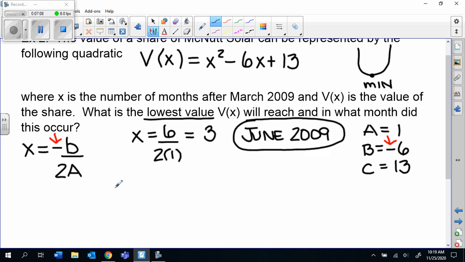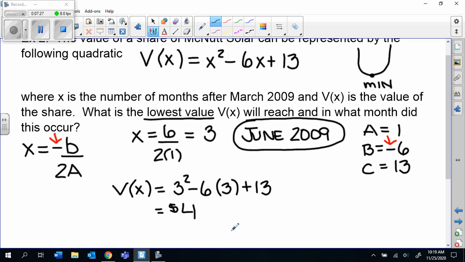So in order to find the value of that stock at its lowest point, I'm going to plug in 3. And I am going to get 9 minus 18 plus 13. So I am going to get $4, I believe. 9 minus 18 is negative 9, plus 13 is $4 per share. So that is how to do that.